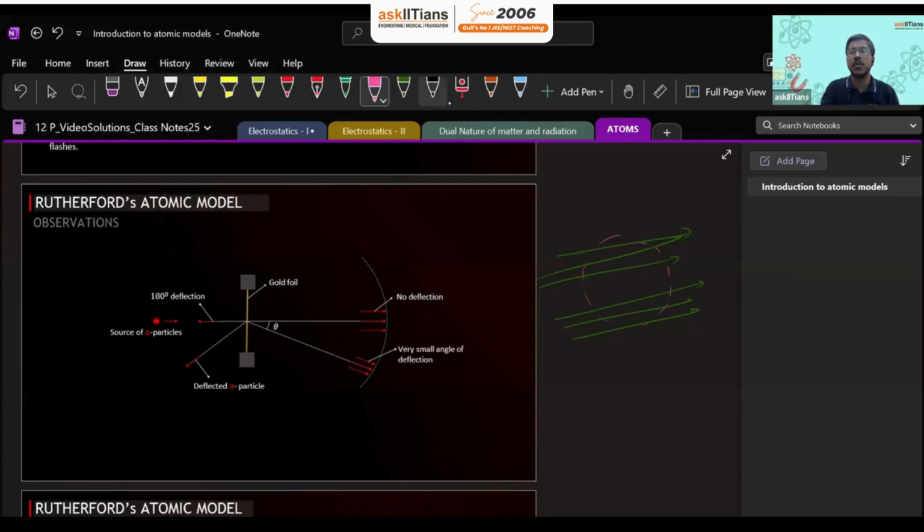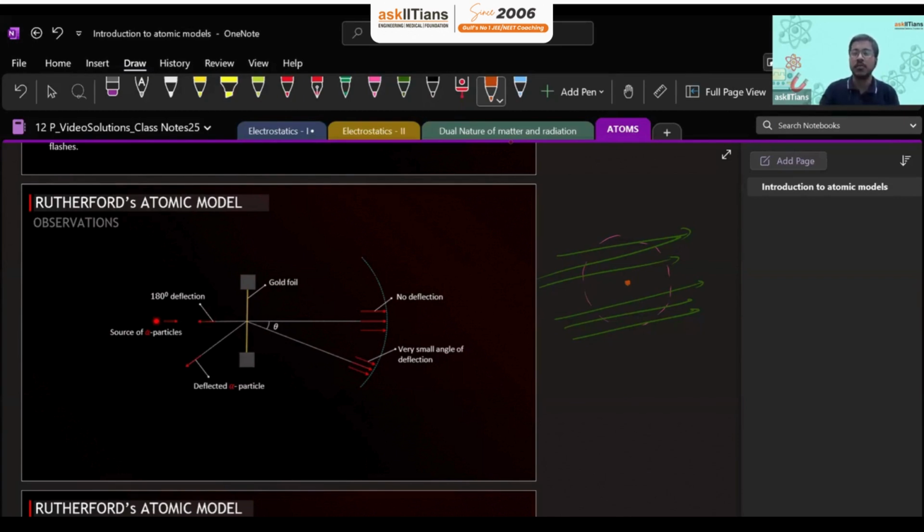Because a small mass, almost the entire mass of the atom, is concentrated at the center, let's say at this point, in a very small space. That is why alpha particles are passing without any obstruction.